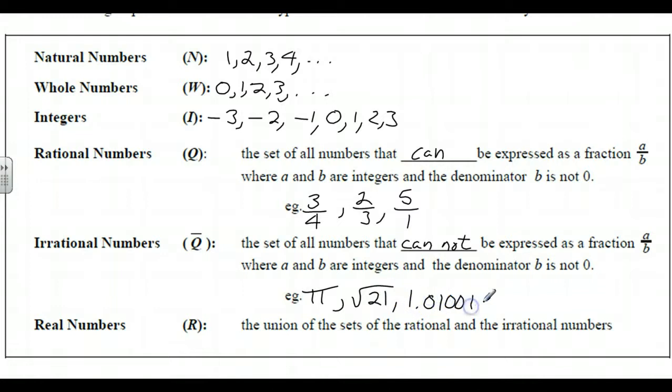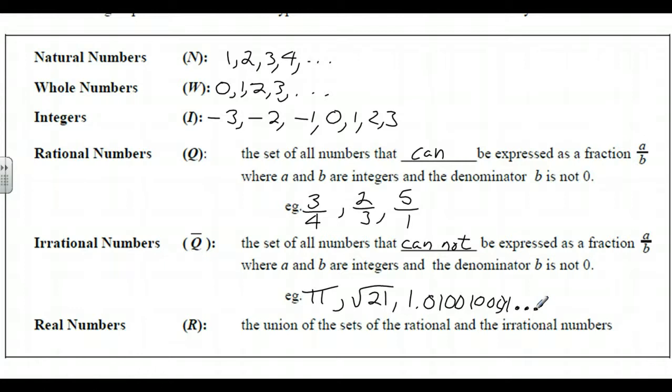1.010010001. Shouldn't be a comma in there. There's no comma. And there's no 1. Dot, dot, dot, meaning and so on, continuing onwards in that pattern forever and ever.